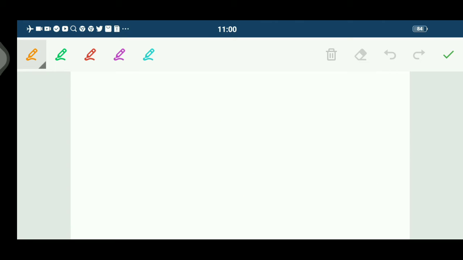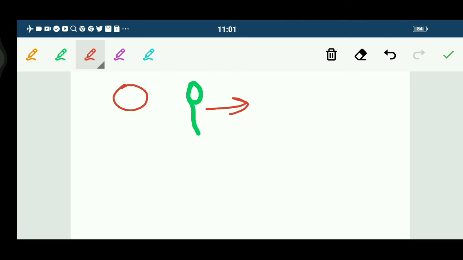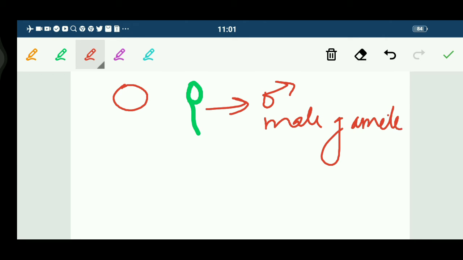Now students, before going into detail of the reproductive systems, we should know how sexual reproduction in animals takes place. So now listen to me very very carefully, students. It's a very very important concept. See, this is an ovum, and this one is sperm. Now what happens? The male parent produces male gamete. So this one becomes the male gamete. Fine, students, I hope I am clear.